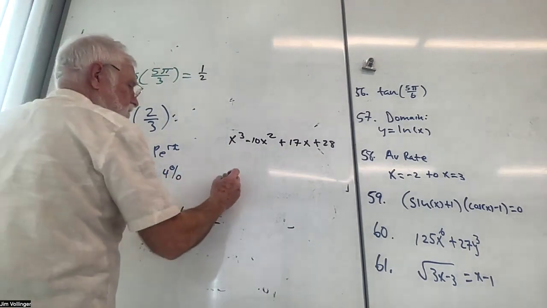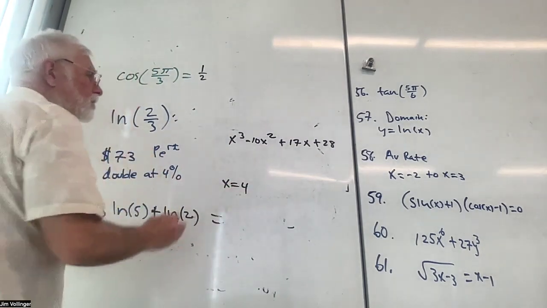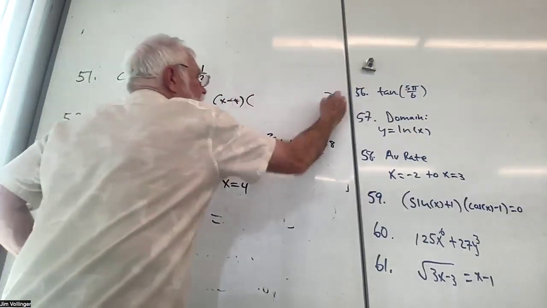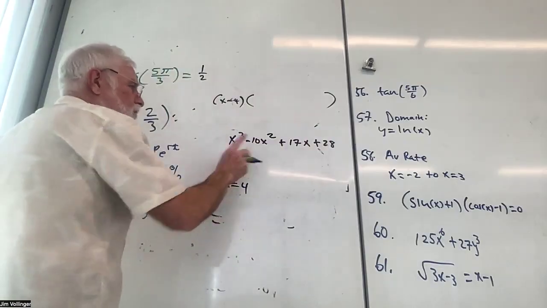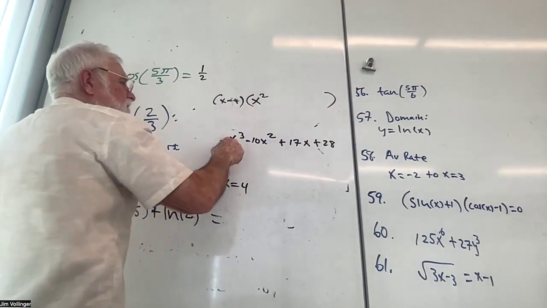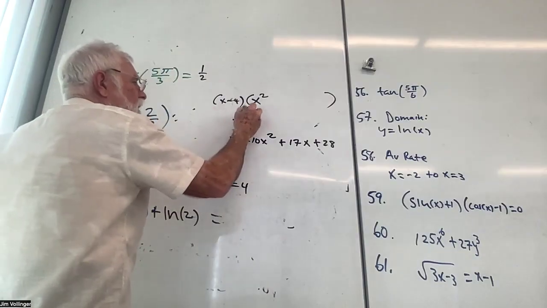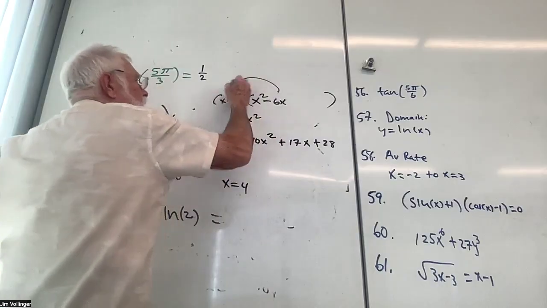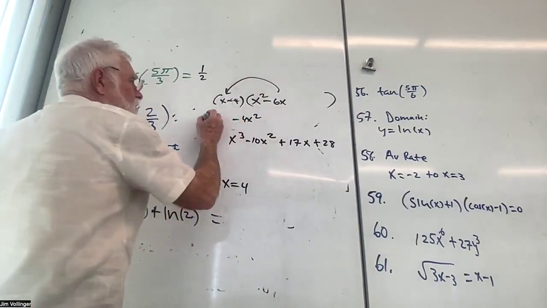So x equals 4 is a root. If x equals 4 is a root, then x minus 4 is a factor. And so now I have to find the other factors and then find the roots of those other factors. I need x squared. X times x squared is x cubed. But now I have minus 4x squared. I need minus 10x squared. So I need minus 6x because that gets me minus 6x squared.